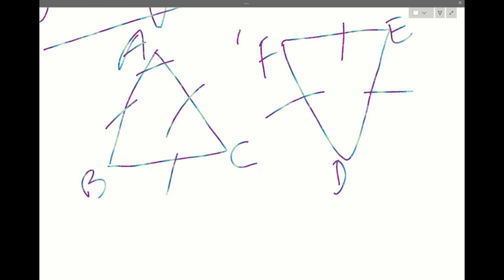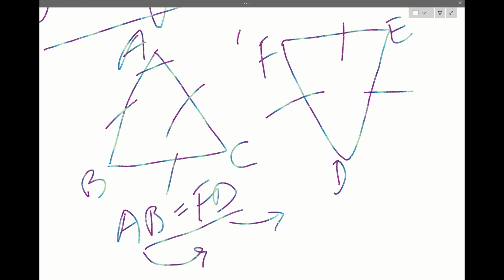Now, how to identify the corresponding angle? Suppose AB equals FD. So these are corresponding sides. The angles opposite to them, opposite to AB and opposite to FD, will also be equal, and they are corresponding. So the angle opposite to AB is angle C, and the angle opposite to FD is angle F. So angle C equals angle F. This is how we find the corresponding angle.